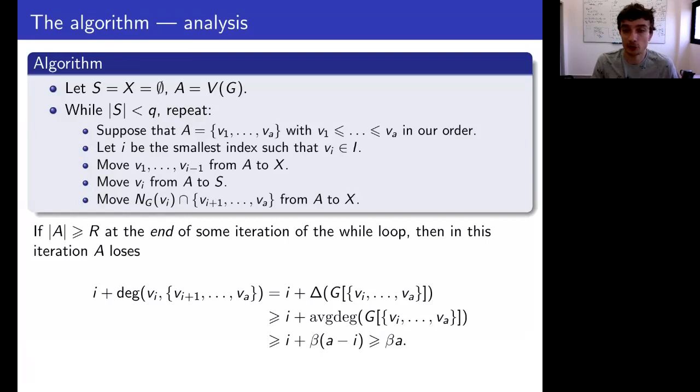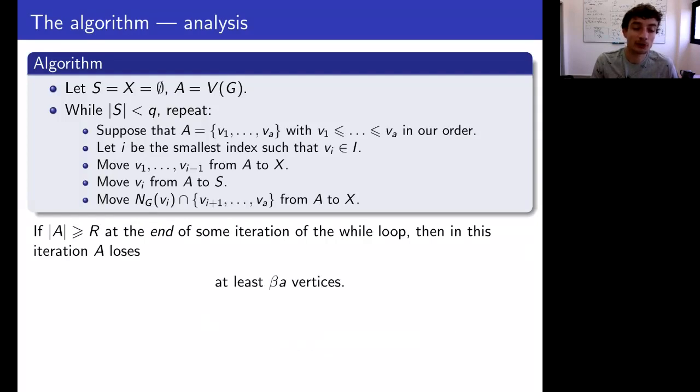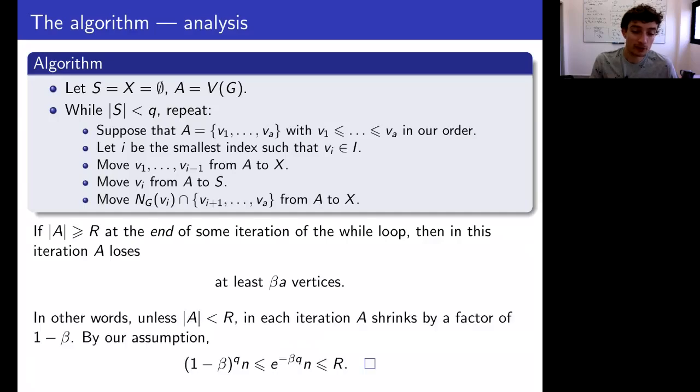So adding these two together, we see that in every step of the algorithm, A loses a beta proportion of its vertices. Unless the set A gets below this threshold R, every iteration will shrink it by a factor of 1 minus beta.